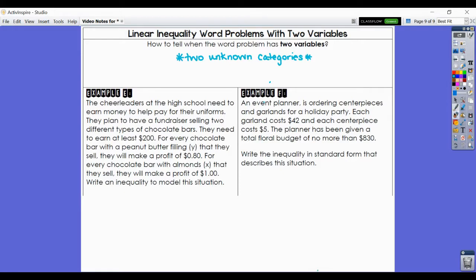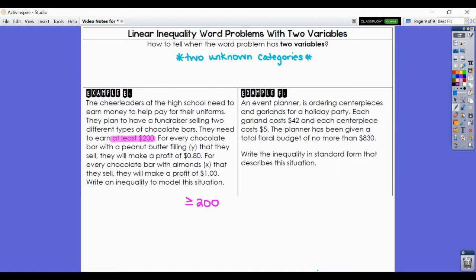The cheerleaders at the high school need to earn money to help pay for their uniforms. They plan to have a fundraiser selling two different types of chocolate bars. They need at least 200. That means they're looking to raise 200 or more, because with $200, they can buy their cheer uniforms. With anything less, they would be unable to purchase them. With anything more, they could buy any extra materials or supplies they need for the year.